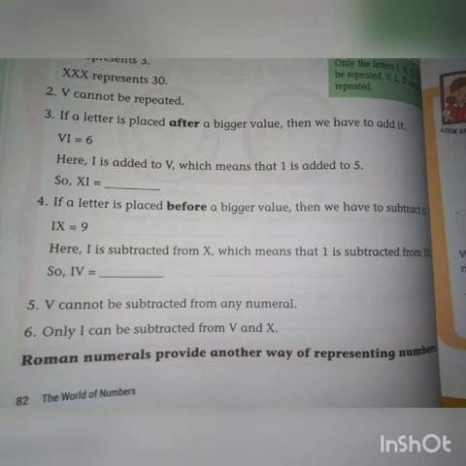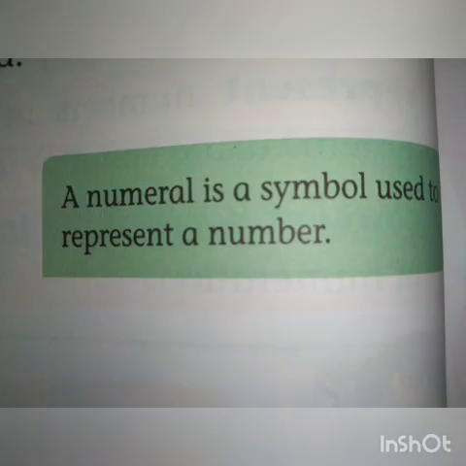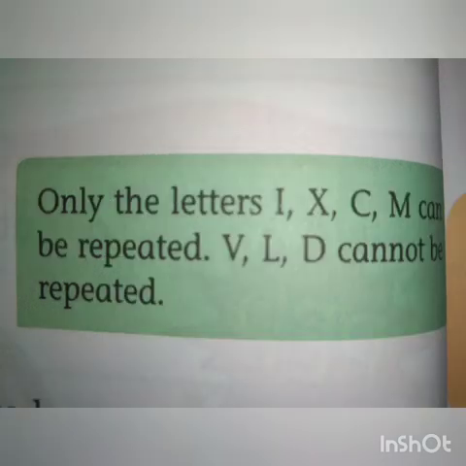Next, fifth rule, V cannot be subtracted from any numeral. Sixth rule, only I can be subtracted from V and X. Therefore, we have to follow 6 rules to write Roman numerals. Roman numerals provide another way of representing numbers. What is meant by numeral? A numeral is a symbol used to represent a number. Next, only the letters I, X, C, M can be repeated. V, L and D cannot be repeated.